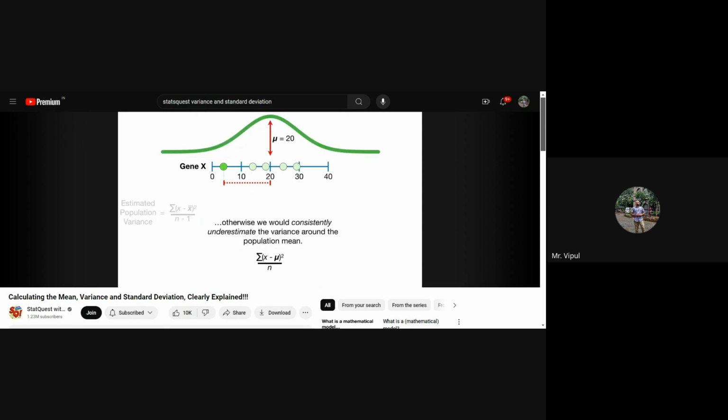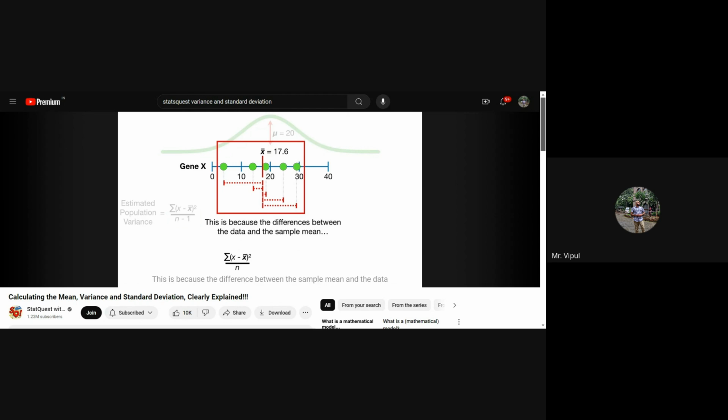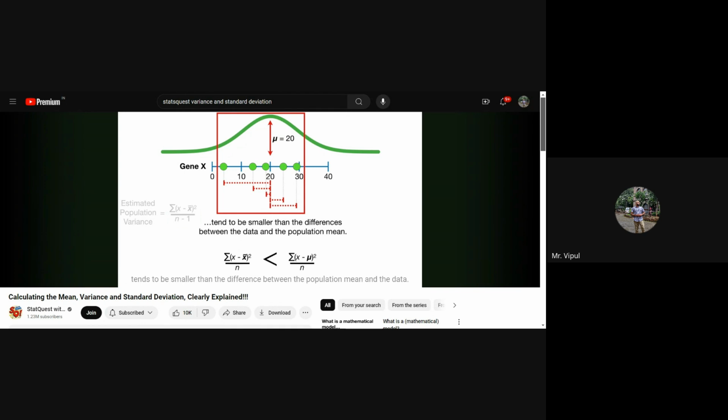Dividing by n-1 compensates for the fact that we are calculating the differences from the sample mean instead of the population mean. Otherwise, we would consistently underestimate the variance around the population mean. This is because the differences between the data and the sample mean tend to be smaller than the differences between the data and the population mean. Thus, the differences around the population mean will result in a larger average. And the larger average is what we are trying to estimate.